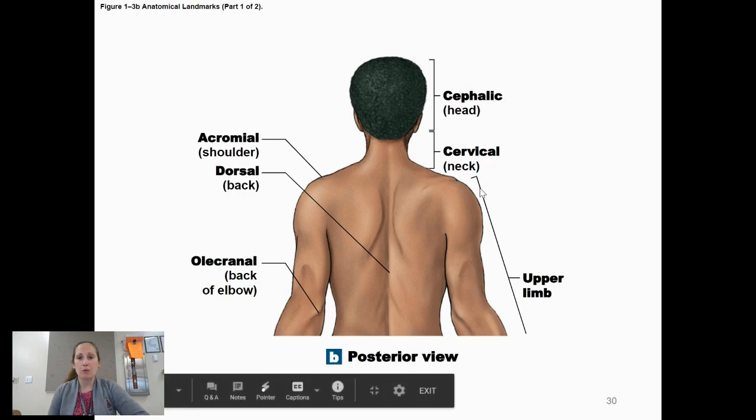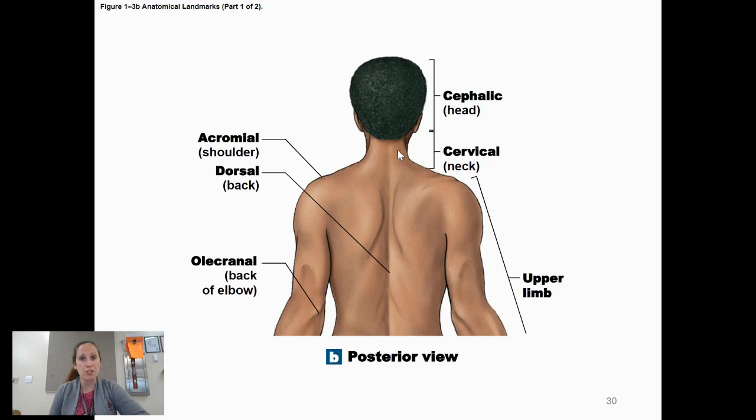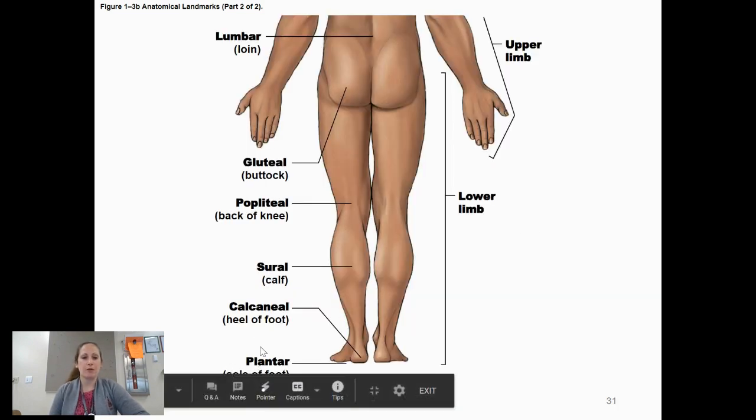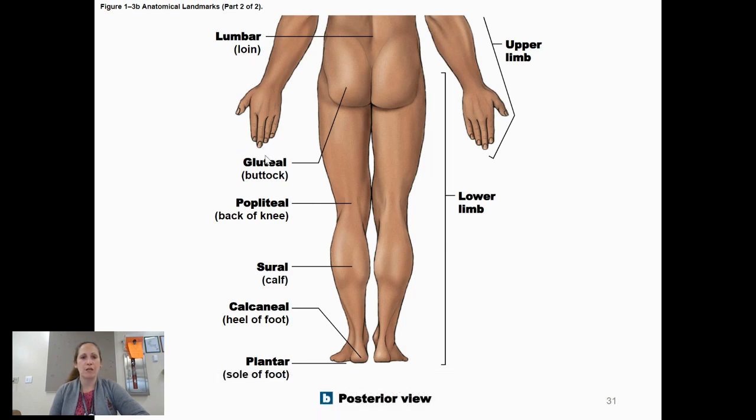Just a quick look at the posterior region as well. You have the head region still here. The cervical region is the neck because of the cervical vertebrae that sit there in the vertebral column. Although women do have a part of their reproductive anatomy referred to as the cervix. The cervical region is not located in the pubic region. It is located here.